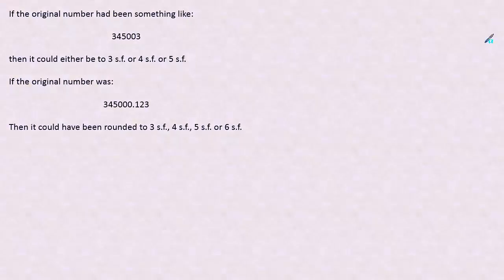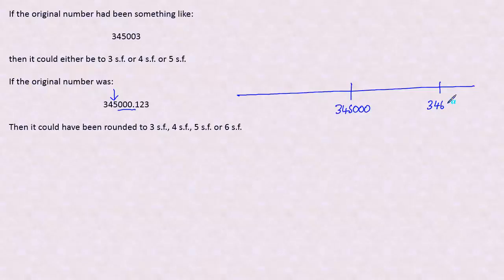Let's just spend a little time looking at how that works. So, our number is 345,000.123. So 345,000 is here. If we were going to 3 significant figures, so this would be the last non-zero, and then we'd have the zeros on the end to preserve the size of the number, the next number up to 3 significant figures is 346,000. Now clearly our number is much closer to here.